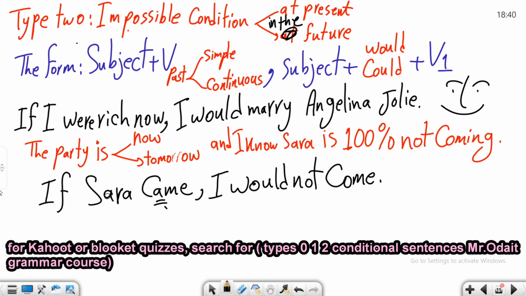And we compared some examples from the previous class with examples from this class. Please, my friends, if you don't understand the point, try to watch this video again and try to play some Kahoot games and the Blooket games, which are going to be useful for you. My friends, type 2 conditional sentences are very important, and they are widely used by millions of English speakers, and they are one of the most important pieces of grammar.